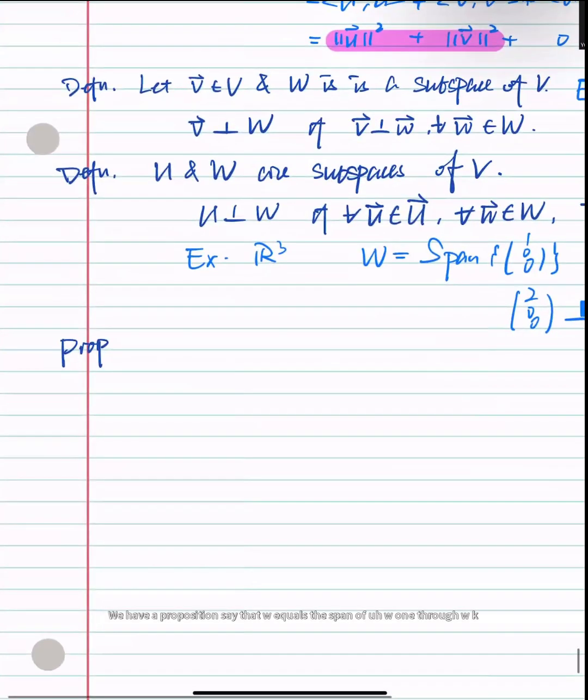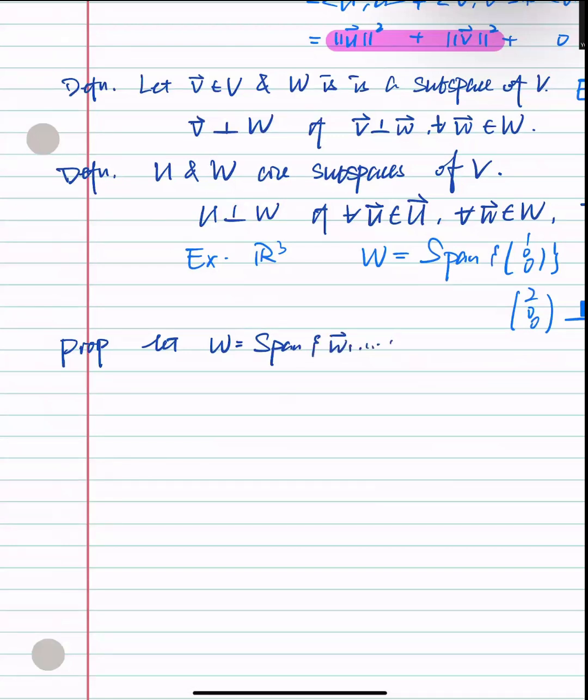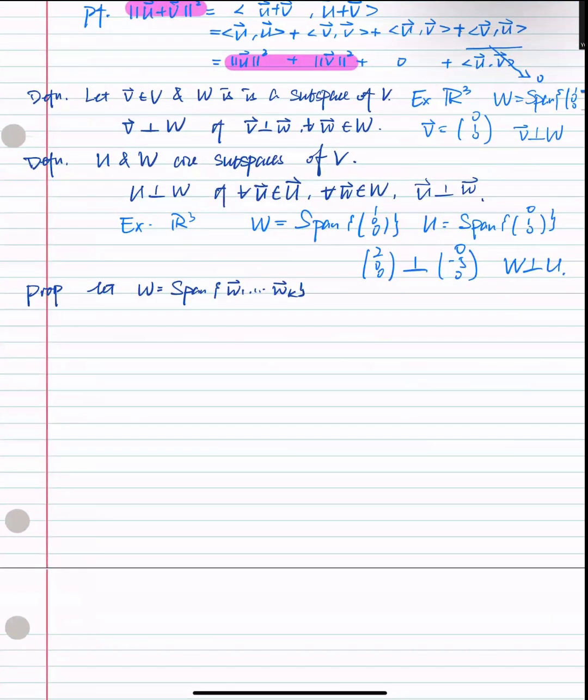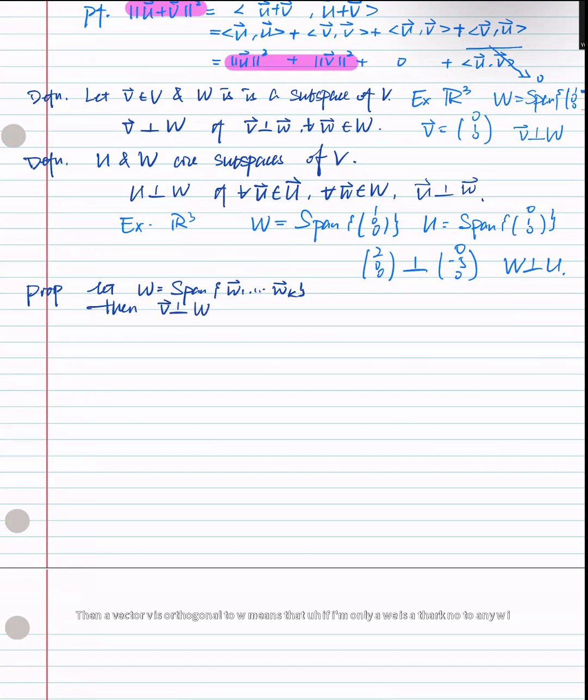We have a proposition: let W equal the span of w1 through wk. Then a vector v is orthogonal to W if and only if v is orthogonal to every wi.